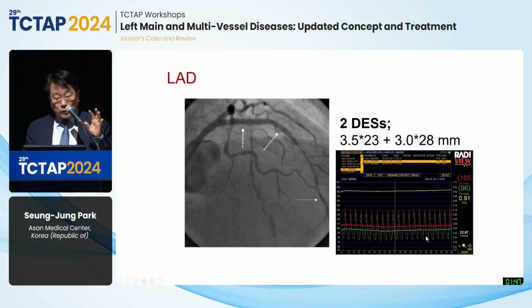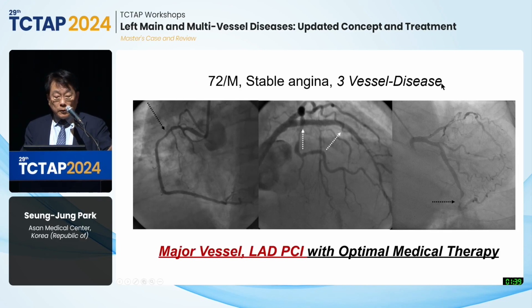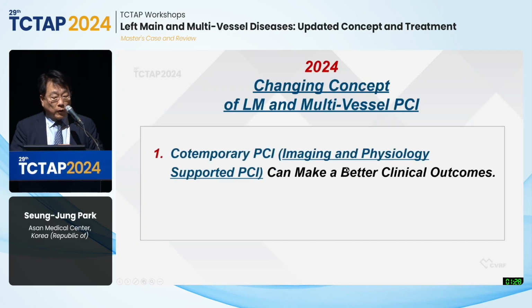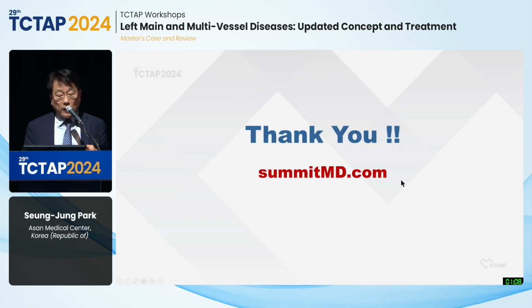After the stent procedure, we don't worry too much about that. Anyway, far distal FFR is 0.91. So look at this. Even in 3 vessel disease, fix up the major vessel, any diffuse disease, and combine with optimal medical treatment, I think it would be okay. So, changing concept, main and multi-vessels, contemporary PCI, imaging and physiology-supported PCI can make a better clinical outcome. And major vessel PCI with optimal medical treatment would be an appropriate approach for multi-vessel disease. Thank you.